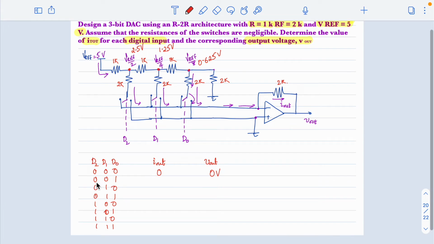Now, when the digital input data is 001, the first 2 switches are still connected to ground, but the third switch is connected to the op-amp inverting terminal. And the voltage there is the Vref by 8 value we have. So the current there will be equal to 0.625 divided by 2K. That will be the current. Now what will be the output voltage? This voltage can be written as this current value into 2K, with a minus, because we are getting a negative voltage. So I out into 2K, minus voltage.